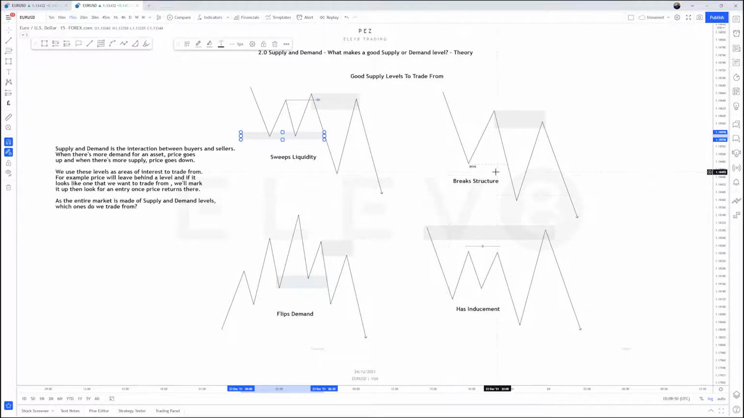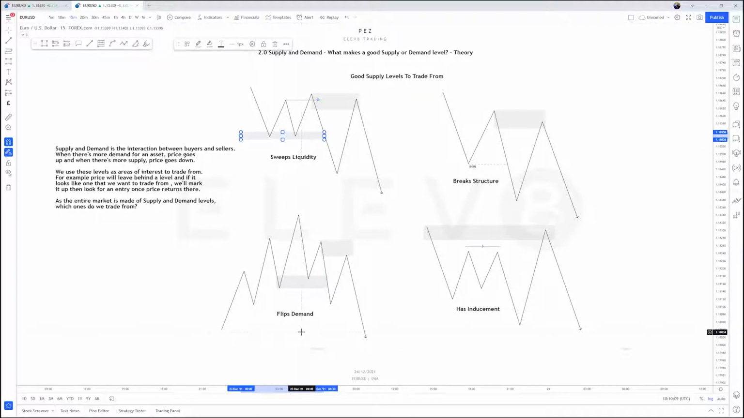The next one is where it breaks structure. So as you can see, it breaks structure here and leaves behind the supply level, which broke the structure. It doesn't need to be a swing break of structure. It can be an internal break. So that's something to bear in mind.